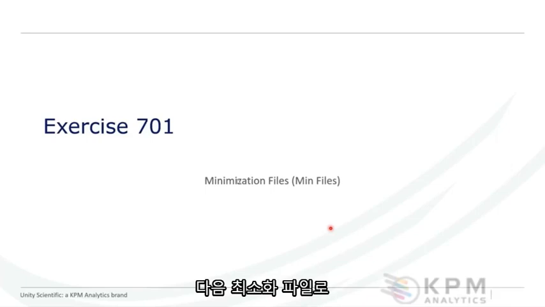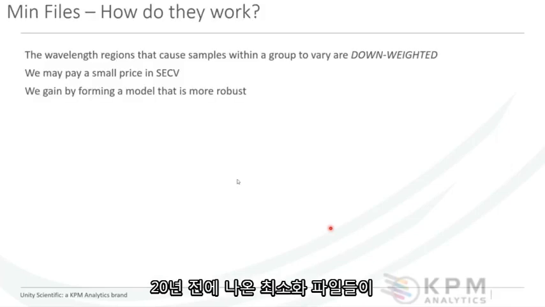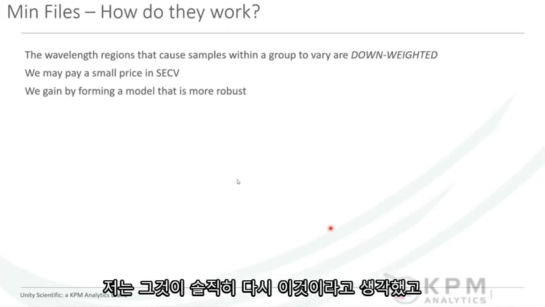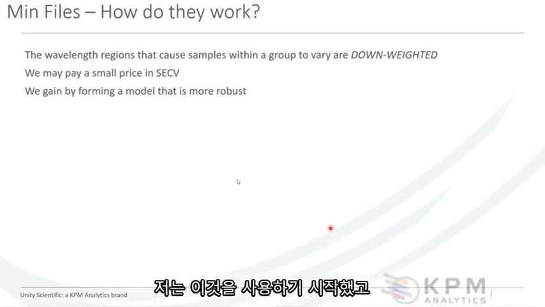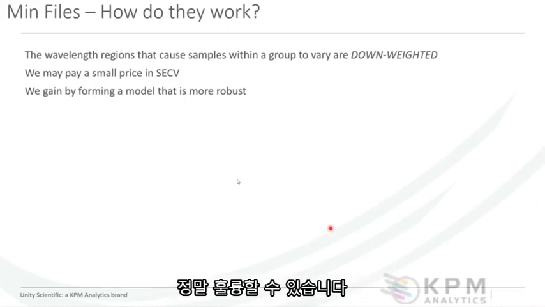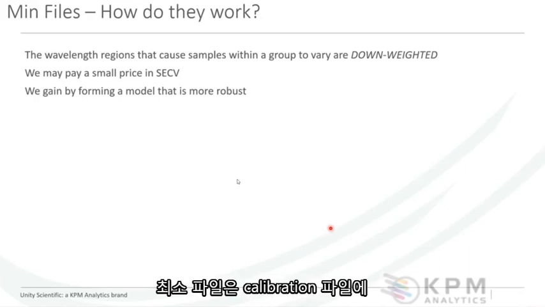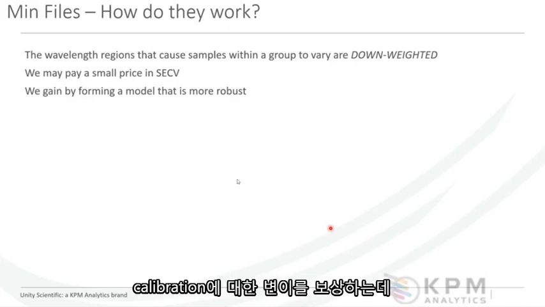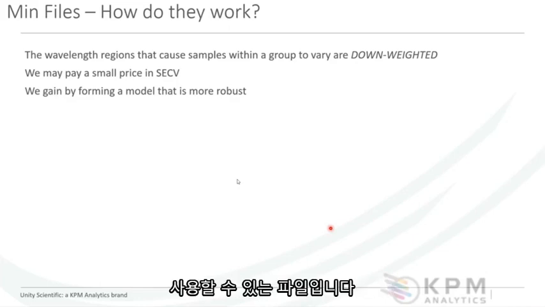Let's jump into the next one, minimization files. So minimization files came out 20 years ago or so in this technology, 25. When I first heard about them, I thought it was honestly a gimmick, and I started using them, and they can be really great. Minimization files are files that can be used to compensate or to expose a specific variation to your calibration without putting those samples in your calibration files, okay?